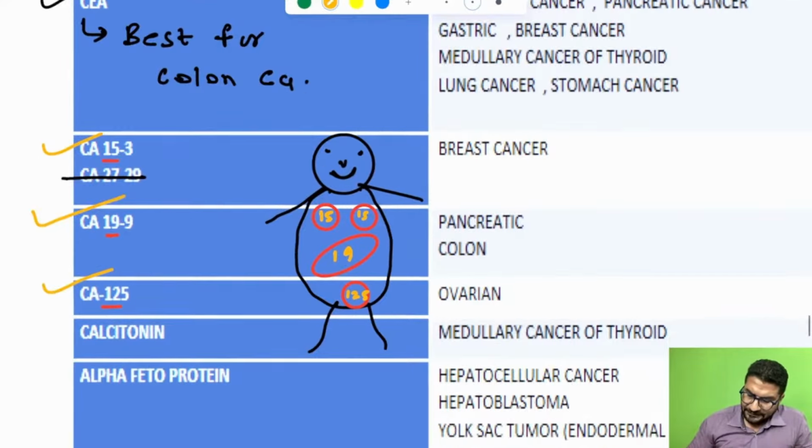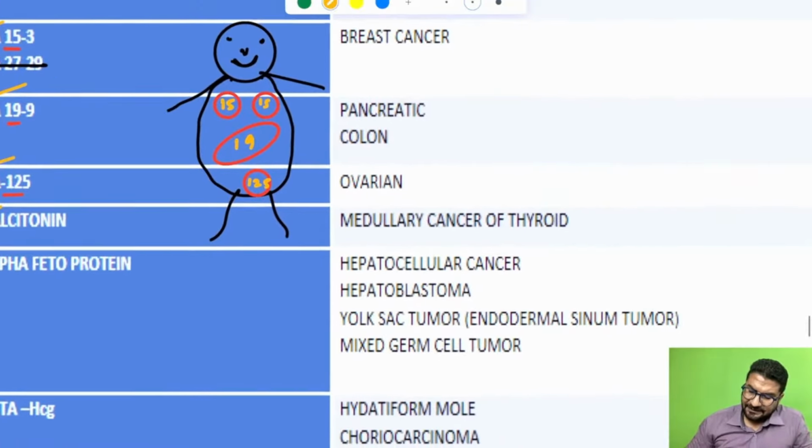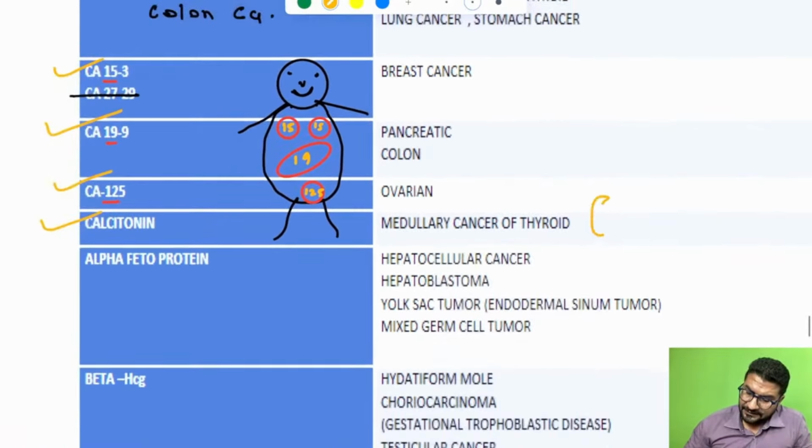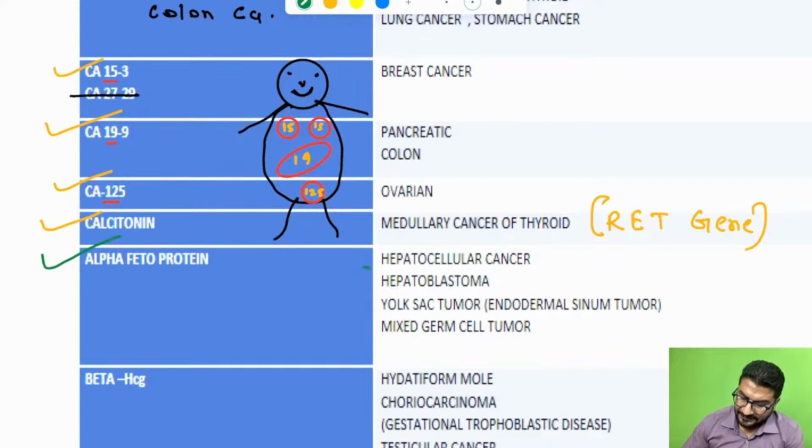Calcitonin, understand, calcitonin is a marker for MTC, and remember this MTC, it occurred due to mutation of which gene? Ret gene. ये बार बार पूछते हैं. It occurred because of Ret gene mutation. Alpha fetoprotein, it is very very important. ये क्वेश्चन कई बार आ चुका है for HCC, and remember it's also a marker for yolk sac tumor. Yolk sac tumor, HCC, hepatoblastoma.